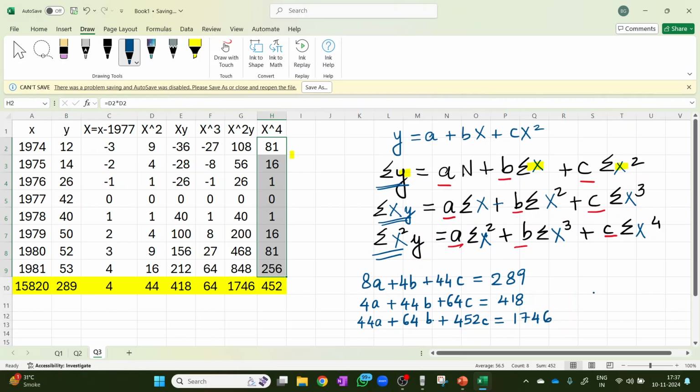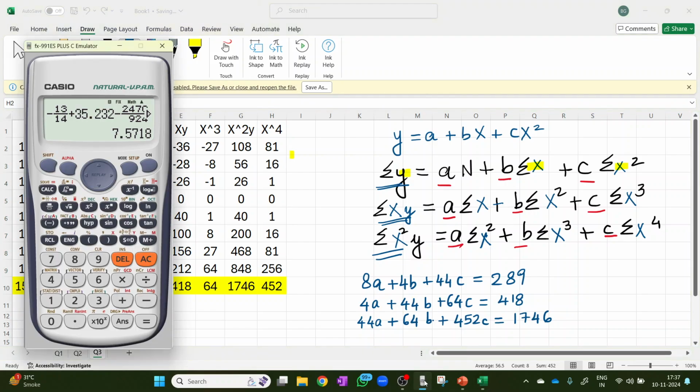Now, once we get these values, we'll use a scientific calculator on the equation mode with 3 variables, x, y, z. Input the values. First row is 8, 4, 44, 289. Again, 4, 44, 64, 418. Then 44, 64, 452, 1746. So the first value is 6107 divided by 168.